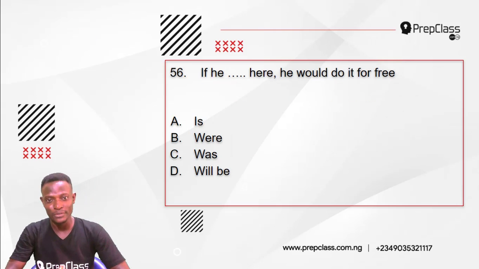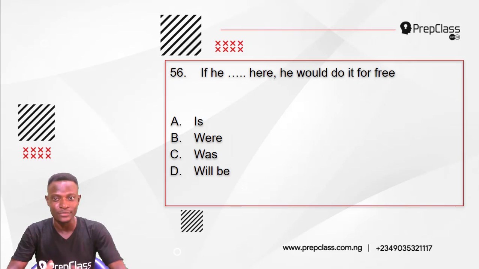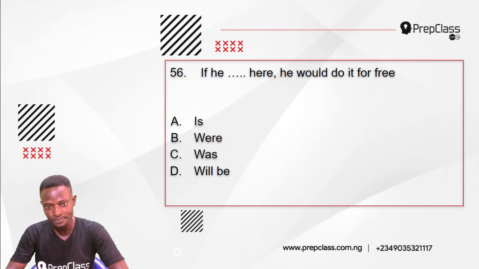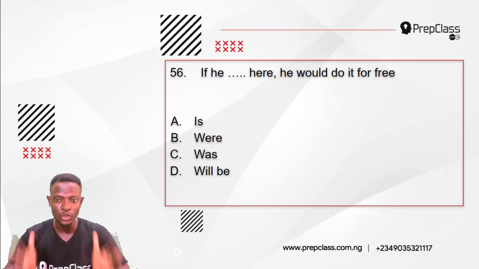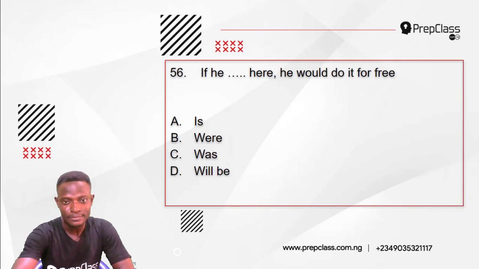Alright, question 56. If he dash here, he would do it for free. A. If he is here, he would do it for free. B. If he were here, he would do it for free. C. If he was here, he would do it for free. D. If he will be here, he would do it for free. Which of these options is the best to complete this sentence?